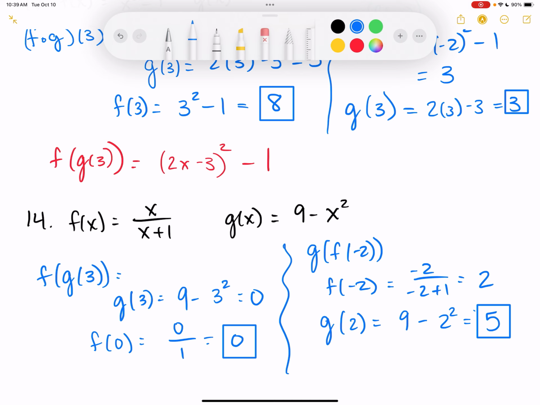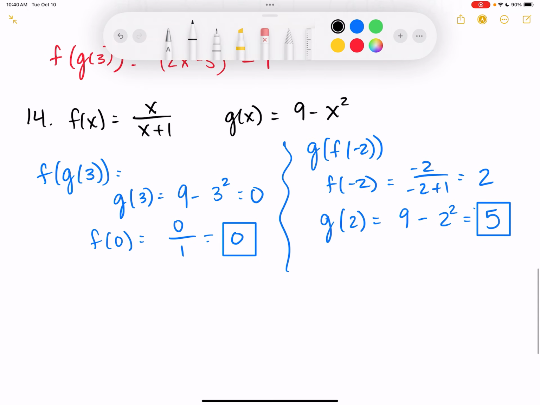So if they give you something to plug in, I would say always plug it in first, makes your life easier. The next problems want f of g of x and g of f of x, nothing to plug in, so we're just going to basically be setting it up. If we can reduce things down, we will, but in a lot of cases, there's not a whole lot that can be reduced by just the nature of what they gave us. So, these ones are looking for f of g of x and g of f of x.